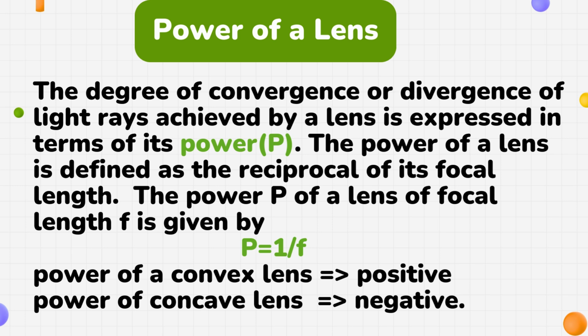Our last topic is the power of a lens. It is the amount of light a lens can converge or diverge. It is expressed in terms of power. Power is the reciprocal of its focal length, that is P = 1/f. For a convex lens, it is positive, and for a concave lens, it will be negative.